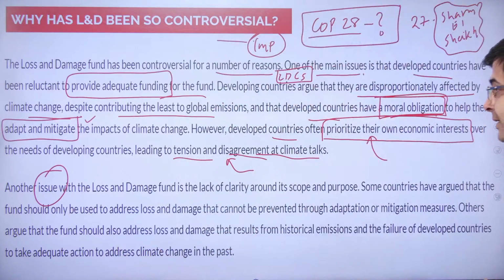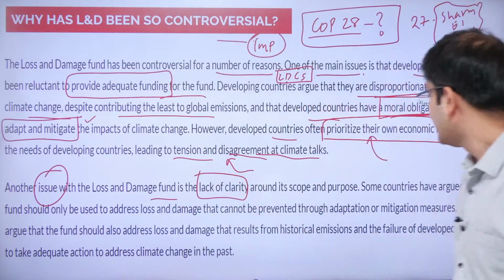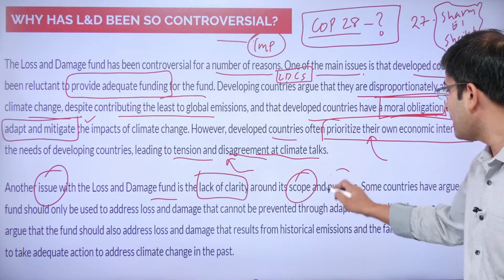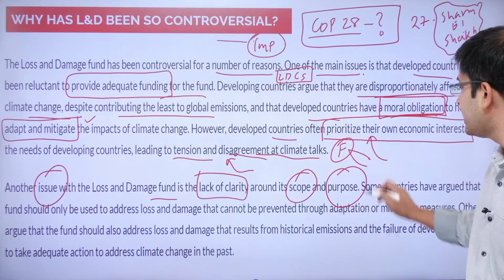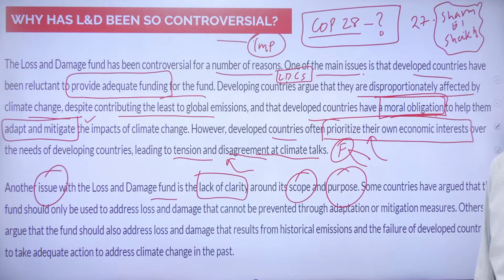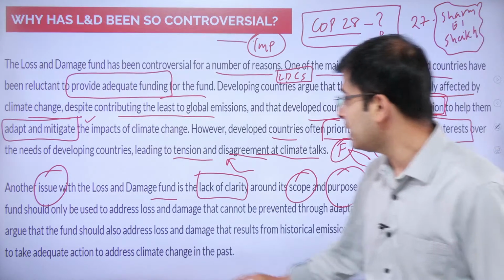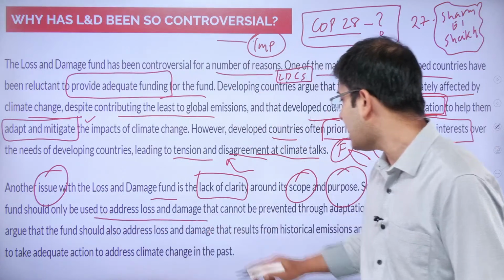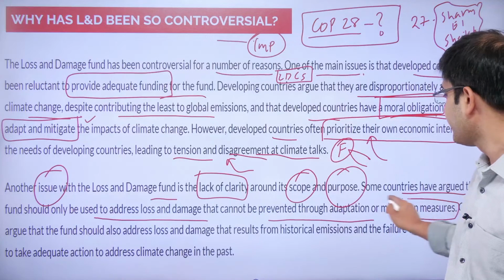All right. Another issue with the loss and damage fund is the lack of clarity. Like I told you, the scope and purpose are not known, just the fund creation is known. How will the fund be distributed? How much will the fund be? None of that we know. Some countries have argued that the fund should only be used to address loss and damage that cannot be prevented through adaptation or mitigation measures.